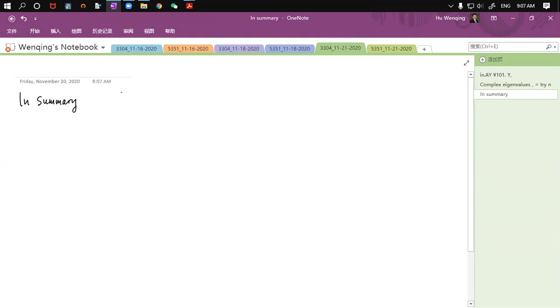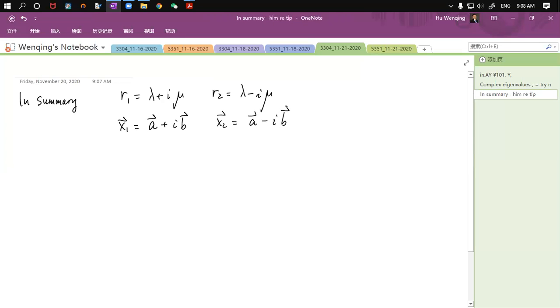It means that if R1 is lambda plus I mu, so the eigenvalues are complex conjugates of each other, then the first eigenvector X1 can be represented as something like A plus I times B. You don't have to calculate the second eigenvector, because it can be obtained just by conjugating the first eigenvector. So this is a very good scenario. It means that both the eigenvalues and the eigenvectors are conjugate to each other. You just have to find one copy of the plus part, and then the minus part is going to come out automatically.